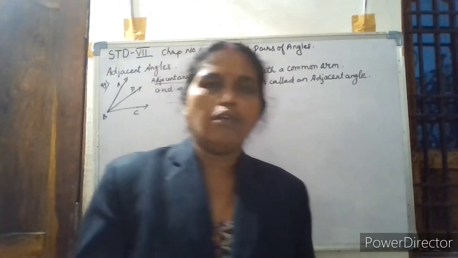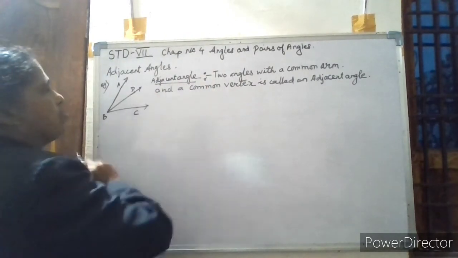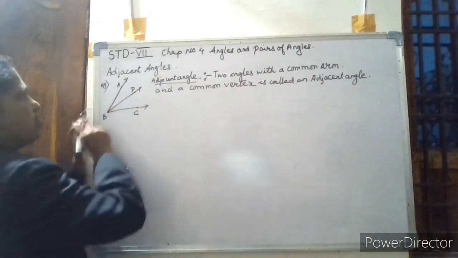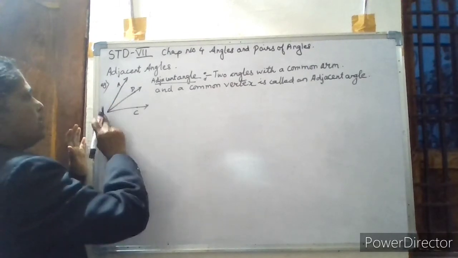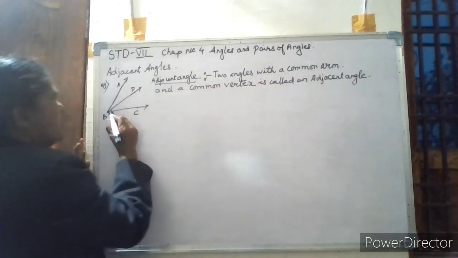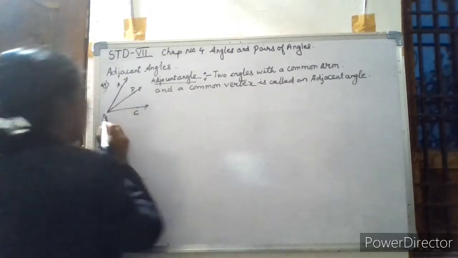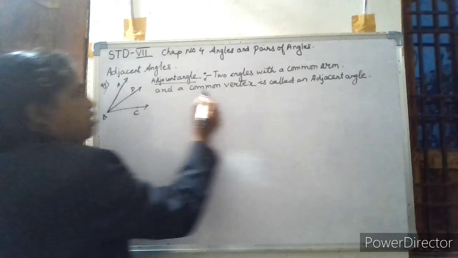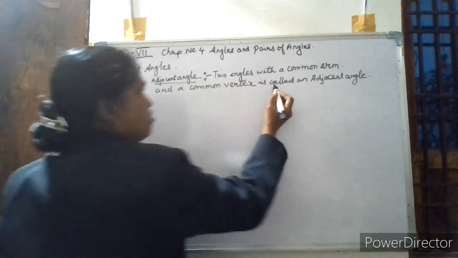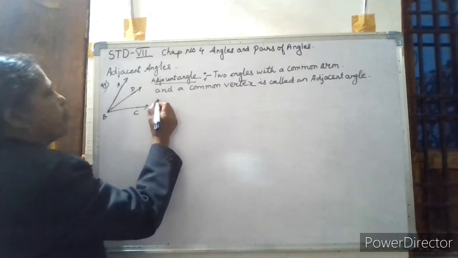Now we will learn the next third topic, that is adjacent angles. What are adjacent angles? See, two angles. You can see that two angles are there, ABD and DBC. The two angles with a common arm, this BD is the common arm, and a common vertex, vertex B is the common vertex. Two angles with a common arm and a common vertex are called adjacent angles.